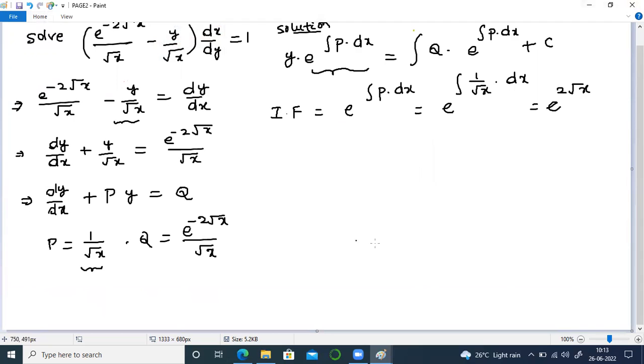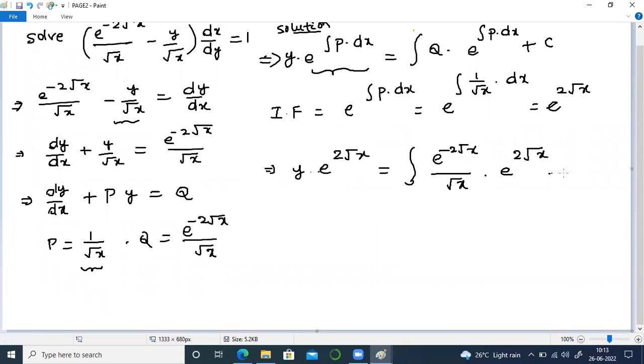Now I am writing this equation again. y into e power integration of p dx, I know that is e power 2 root x, is equal to integration of q. What is the q value? e power minus 2 root x divided by root x, into what is the integrating factor? This e power integration of p dx, e power 2 root x, into dx.